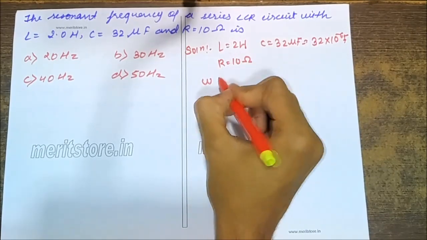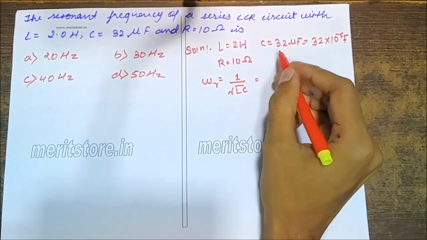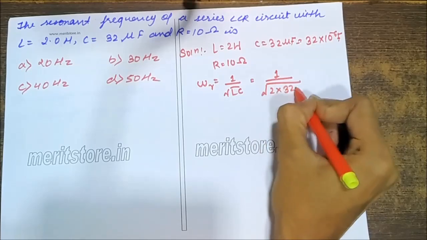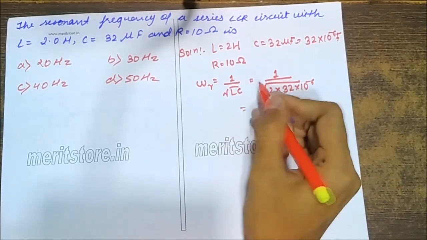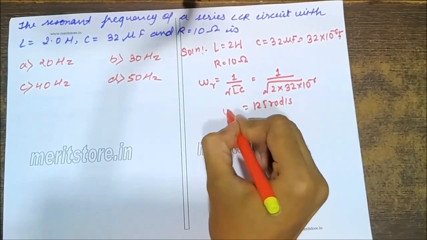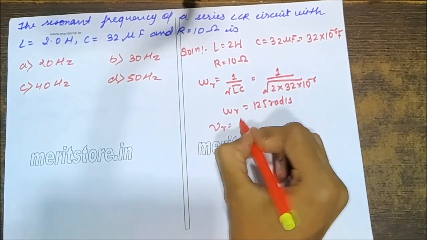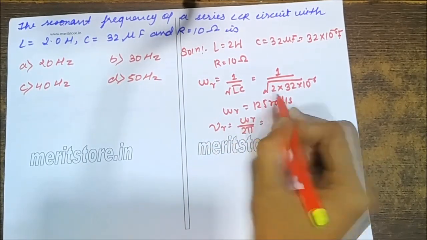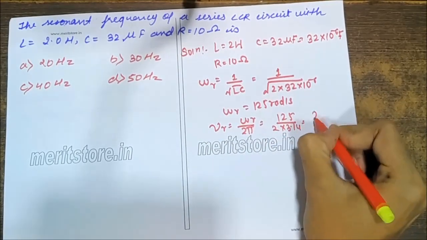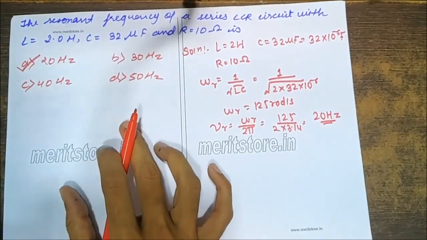So the angular frequency is given by omega r equals 1 upon under root LC, which is 1 upon under root of 2 into 32 into 10 raised to minus 6. On solving this we get omega r as 125 radians per second. Now we find the resonant frequency, mu r, which equals omega r upon 2 pi, that is 125 upon 2 into 3.14. Solving this gives 20 hertz of resonant frequency. So A is the correct option.